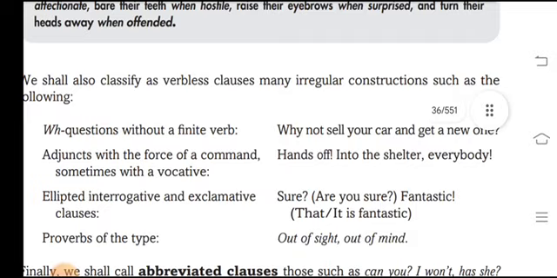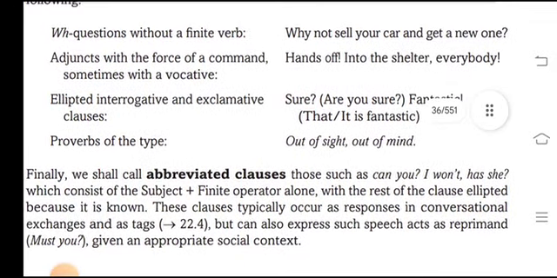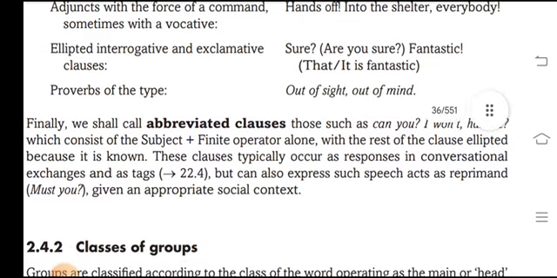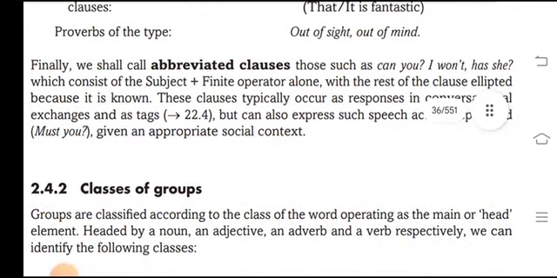Proverbs of the types. And finally, we shall call the abbreviated clauses, such as "Can you?" and "I want" and "Has she?", which consist of the subject and the finite operator alone.